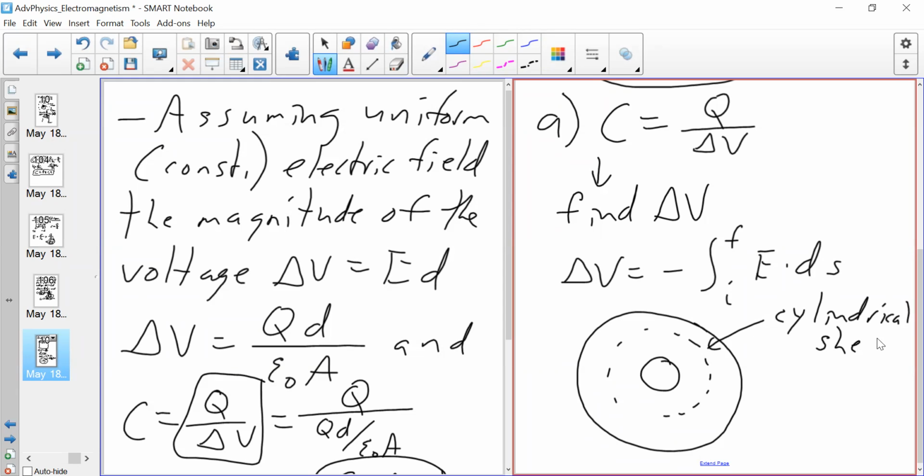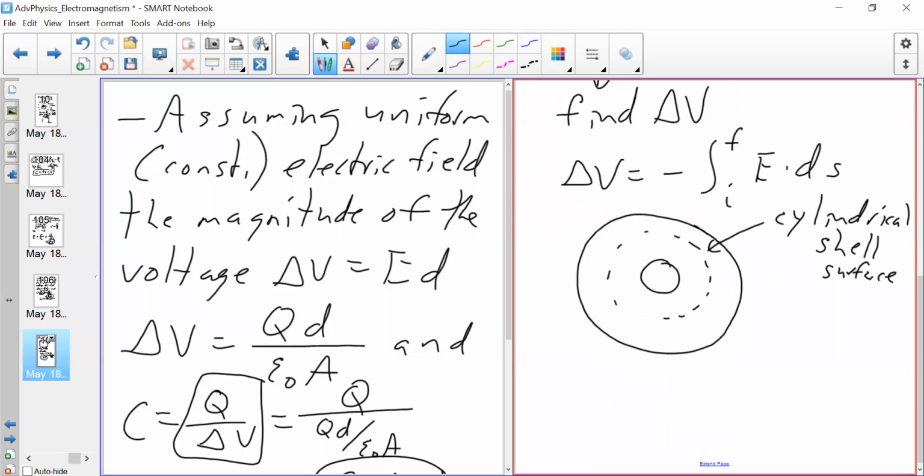So cylindrical shell, cylindrical surface. We have radius A on the inside, and then we're going to go to some arbitrary Gaussian radius R, and here's our radius B that we already had. So A, B, and R. R is the most important thing, because what we're trying to do is find the electric field through that surface, or at that radius. So that'll help us with this integral, and it'll help us get the capacitance.